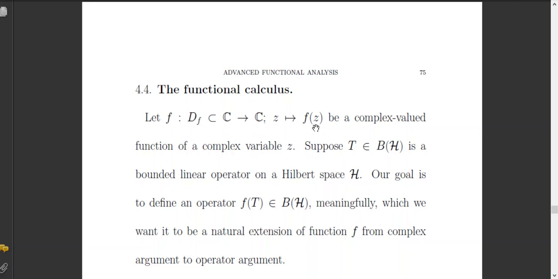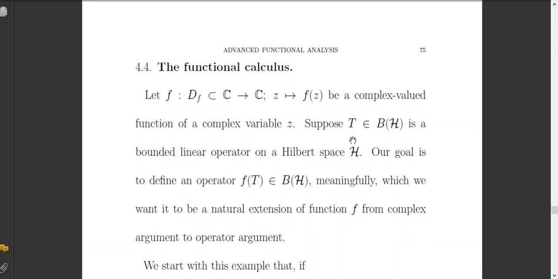So you are given this function, a complex valued function of a complex variable z. Now look at here, let's say T is a bounded linear operator on a Hilbert space H. Our goal here is to define an operator f of T belonging to B of H. Look at here, f is a function of a complex variable, right? So f of z is a complex number.